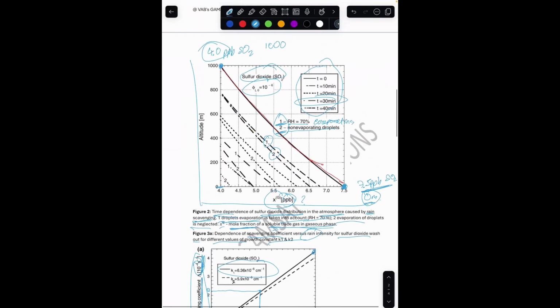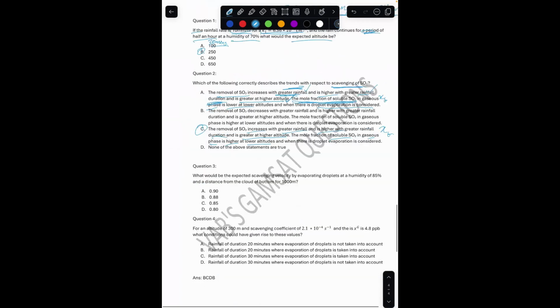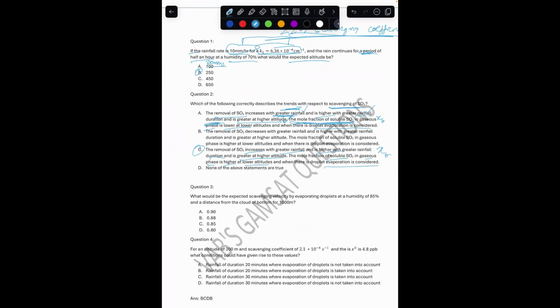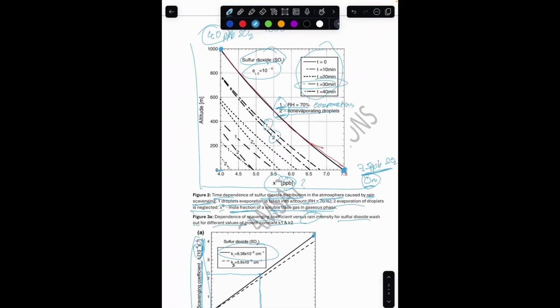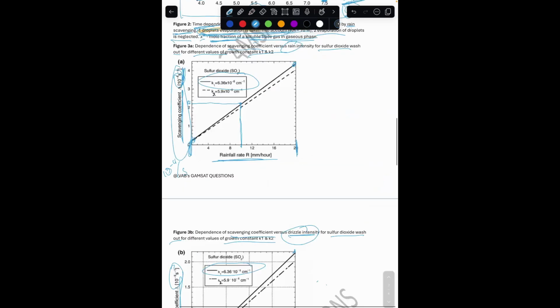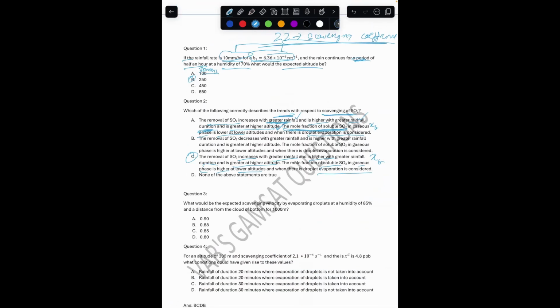So remember, at an altitude of 0, the Xg is 7.5. That's higher. Oh, and there was something they said, when you consider droplet evaporation, which means that was 1, if you guys remember. That's when evaporating is taken into account. See? It says it here. So that's this number 1 here. It didn't matter because the number 1 and 2 lines are the same, but in this case the answer should be C. It can't be B because the removal of SO2 decreases with greater rainfall. No, you remove more SO2 with greater rainfall.